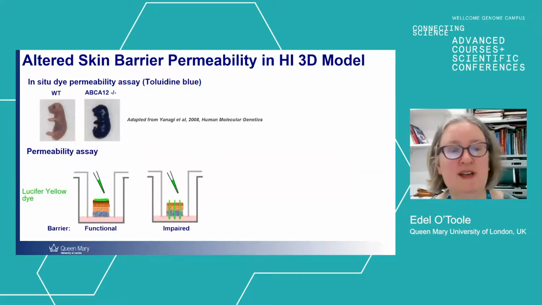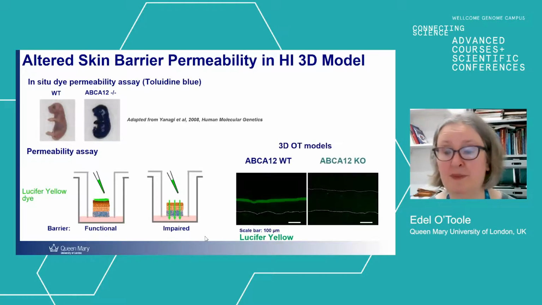So we can sort of imitate this in the organotypic model using a lucifer yellow dye test. It's actually green. So basically, in a functional barrier, the dye is retained at the top of the epidermis, whereas if the barrier is impaired, the dye will go through the epidermis. And here you can see quite nicely in the Harlequin ichthyosis model, the dye goes through the epidermis. In the wild type control, the dye is retained on top.